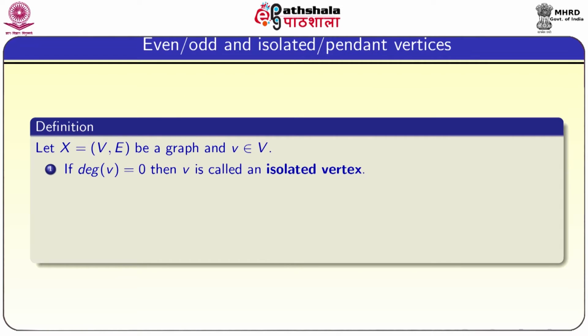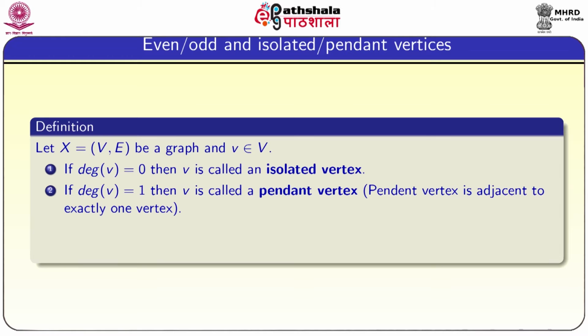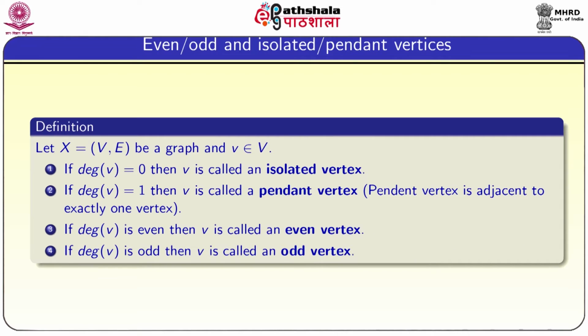So now we are going to define what is even, odd, isolated or pendant vertices. Let X equal to (V, E) be a graph and v belongs to capital V, a vertex v. If degree of v equals 0, then v is called an isolated vertex. If degree of v equals 1, then v is called a pendant vertex. A pendant vertex is adjacent to exactly one vertex. If degree of v is even, then v is called an even vertex. If degree of v is odd, then v is called an odd vertex.